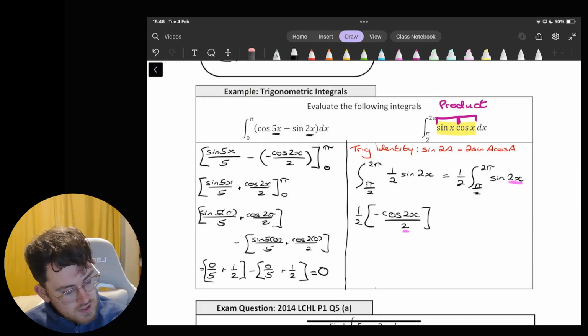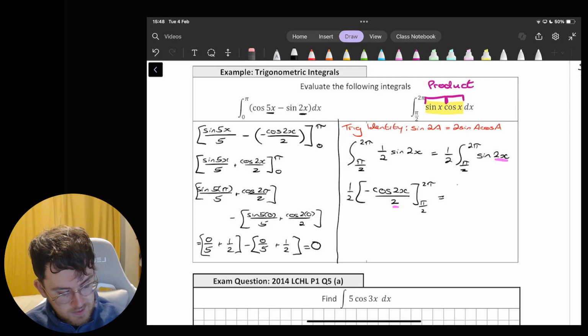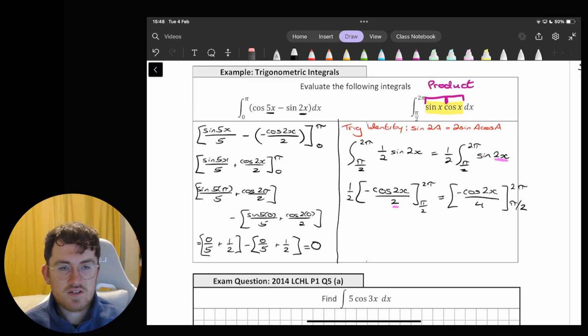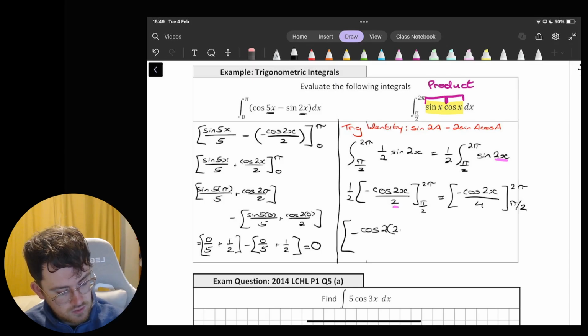Okay, so continuing onwards, I know this needs to be evaluated at pi over 2 and 2 pi. I suppose I've 2 different ways of considering this. One way, which we've maybe seen before, would be to bring the half on the outside back inside with the function here, and consider it as minus cos 2x over 4. Just makes it maybe a little bit easier for me in computing my integral here. So cos 2 times 2 pi over 4 minus cos 2 times pi over 2 all over 4.